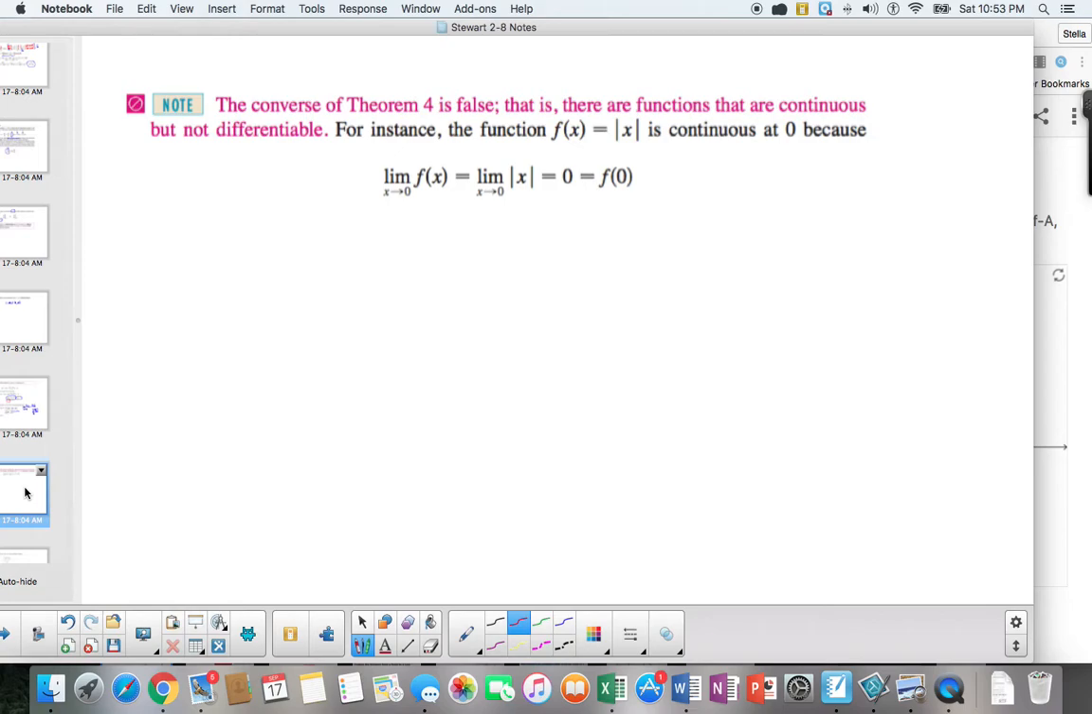Okay, the converse of the theorem, though, is false. You can't go the other way. If a function is continuous, then it is differentiable does not hold. And we know the counterexample is the absolute value function. The absolute value function is continuous, but we know it's not differentiable, especially at 0.